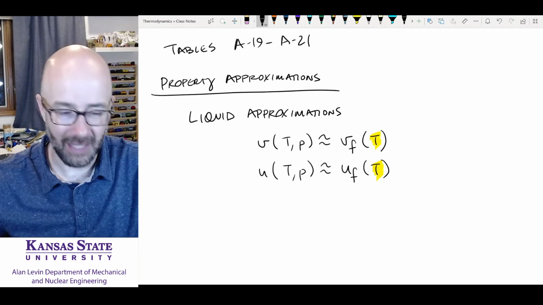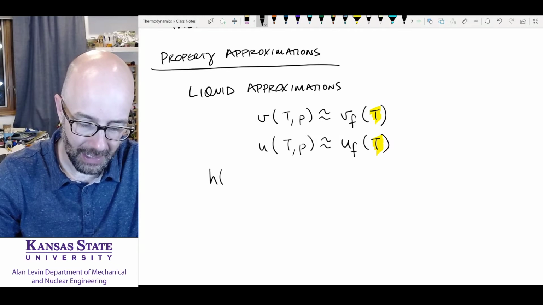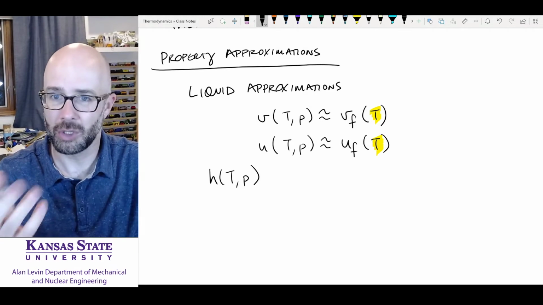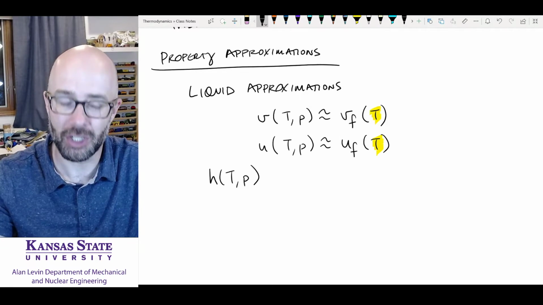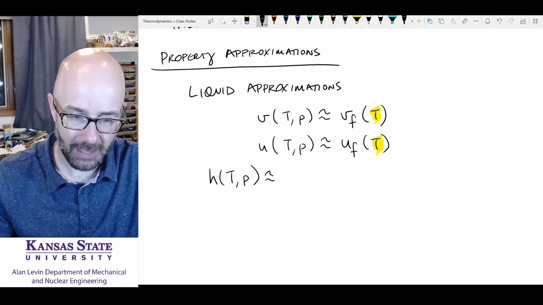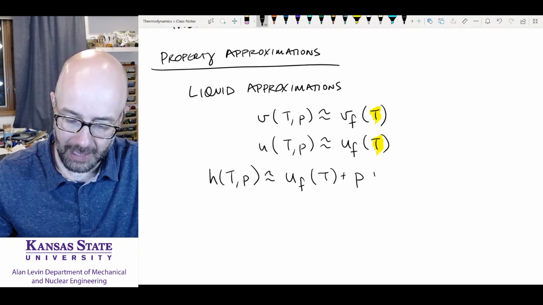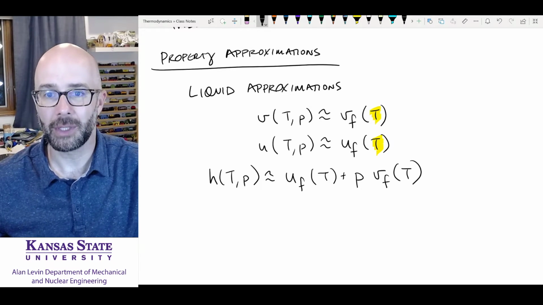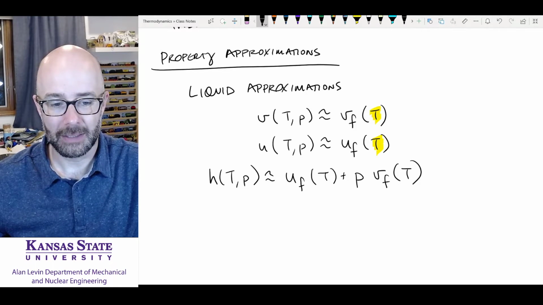Now let's talk about enthalpy. We said enthalpy is a function of temperature and pressure. Remember, those are the two things we look these up with. We're not saying times temperature and pressure. We're saying as a function of temperature and pressure is approximately equal, if we did a liquid approximation, to the internal energy of the saturated liquid at some temperature plus pressure times the specific volume of a saturated liquid at that same temperature. So we'd have to look up and calculate what the enthalpy is.